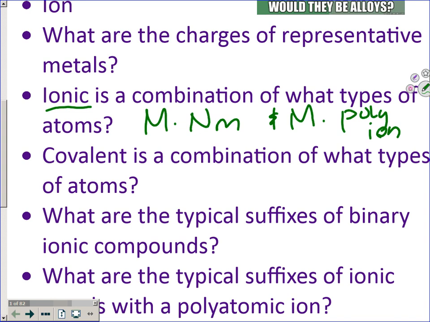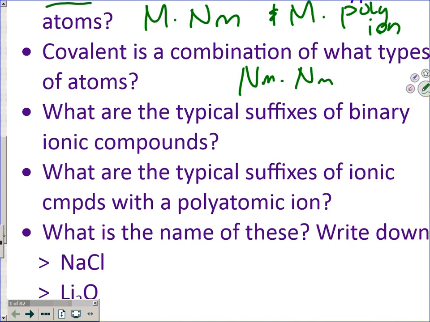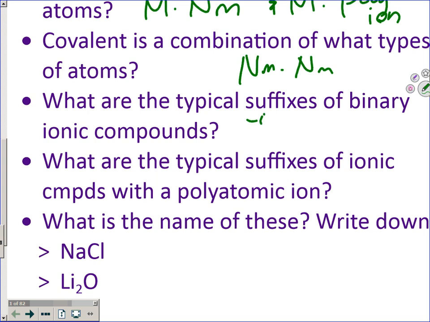Covalent compounds, what are they made of? 2 nonmetals. 2 nonmetals in general? Not really, there's no other exceptions to that. That is it. What kind of suffixes are we finding in ionic most of the time? Ide. And that's the binary ones.